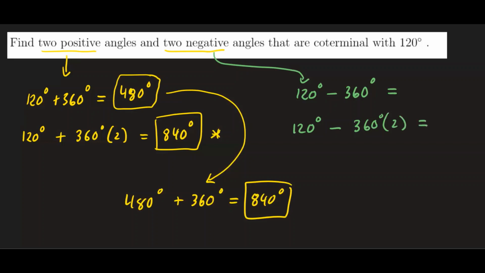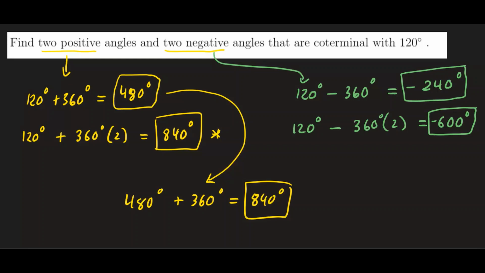So if I do 120 minus 360, that would be negative 240. And then if you subtract 360 from that, that would give you negative 600 degrees. So these are the two negative coterminal angles with 120 degrees.